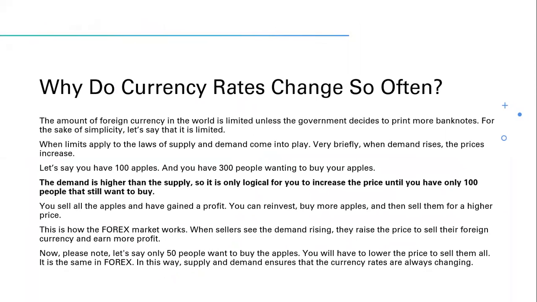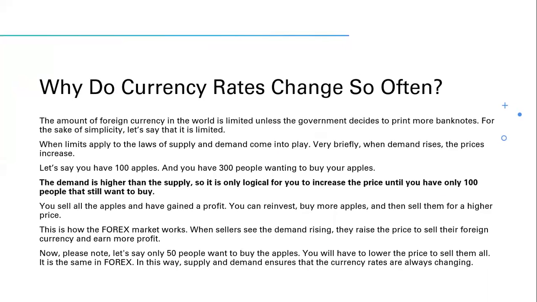But why do currency rates change so often? Well, the amount of foreign currency in the world is limited unless the government decides to print more banknotes. For the sake of simplicity, let's say that it's just limited, okay? And when limits apply, the laws of supply and demand come into play. So very briefly, when demand rises, the prices increase.